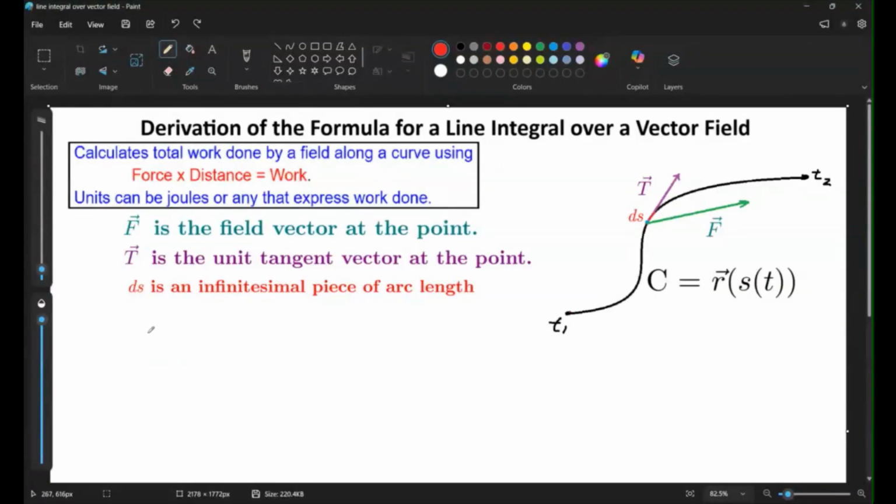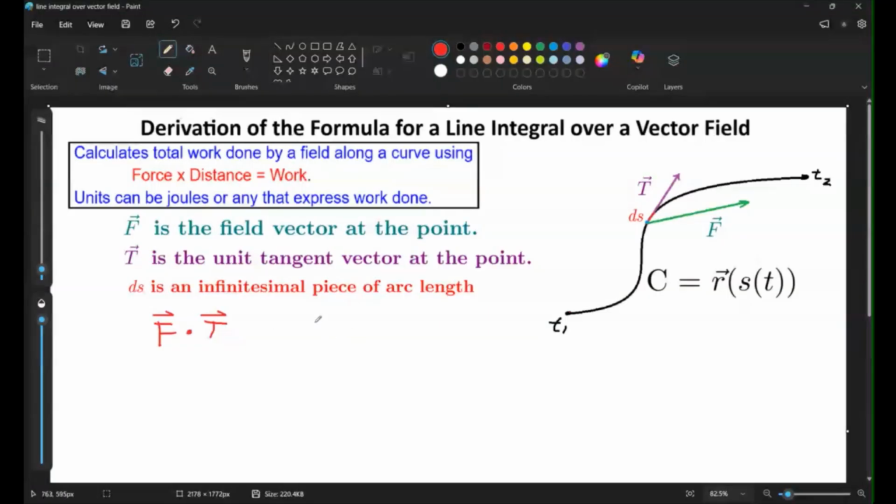So if we just think about T, F is the force field vector, T is the unit tangent vector, and let's look for a second at how to figure out how much of the force of F is going in the direction of T, and we would use the dot product.